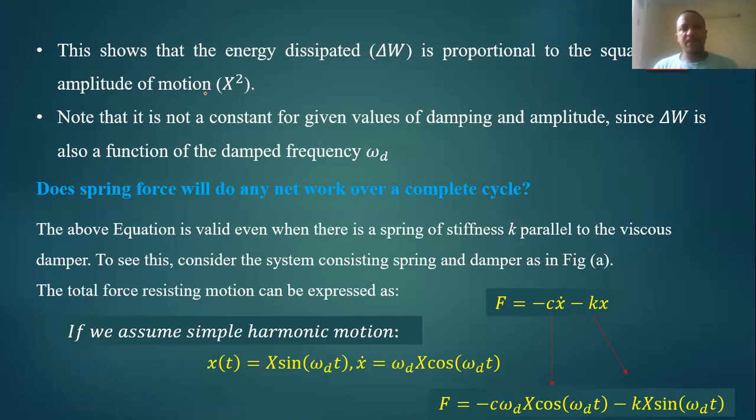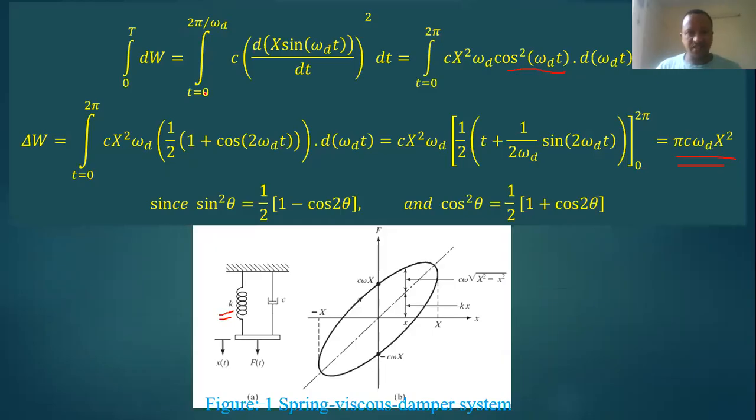Note that it is not constant for a given value of damping and amplitude, since delta W is a function of the damped frequency omega d. So, will the spring force do any net work over a complete cycle? That is a question. The spring force is not considered; it is not coming into the picture here. Why is the spring part not coming into the picture? Let's see.